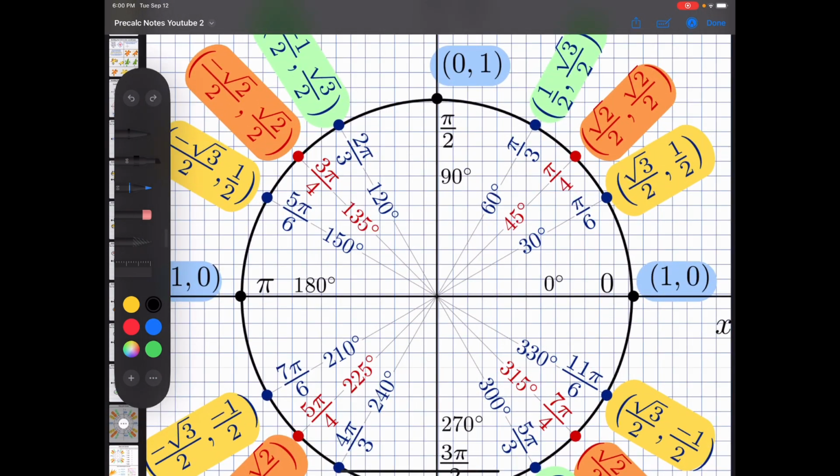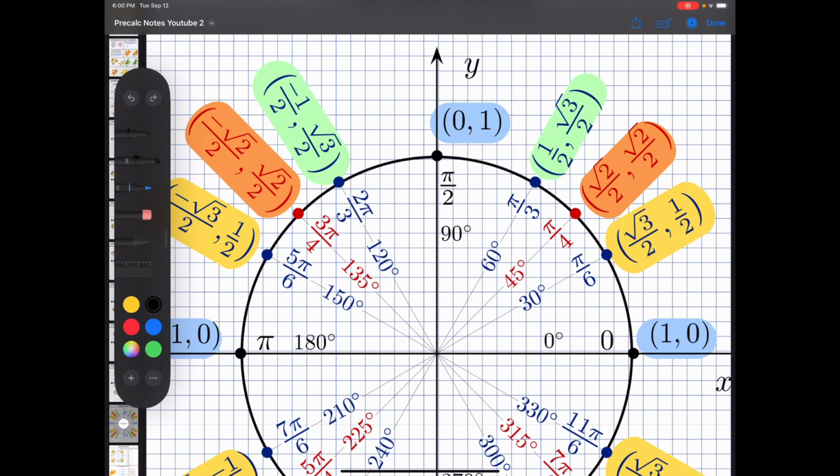And so really, you don't need to memorize the unit circle. You could always create your reference triangle and figure out what the sine and cosine is given the x and y values.